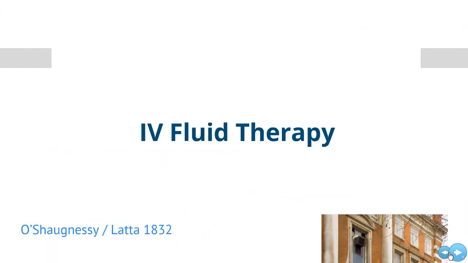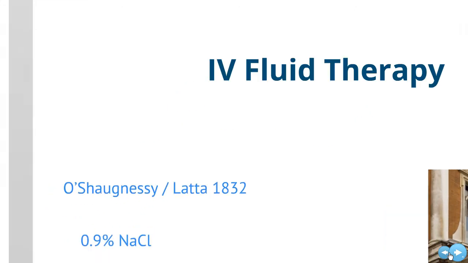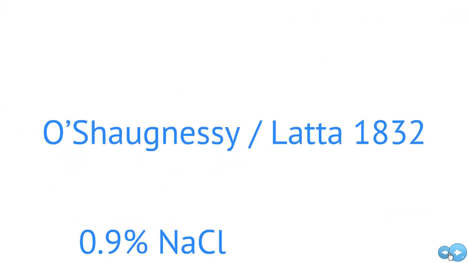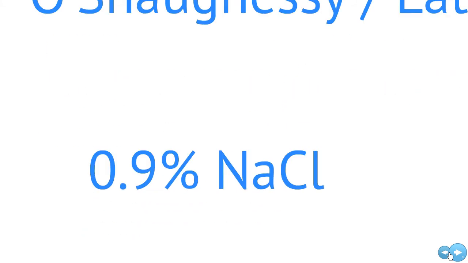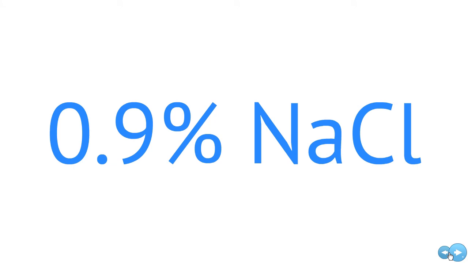And so, for the beginnings of fluid therapy, we have to give credit to O'Shaughnessy and Latta. And things moved on from there a little bit, and people did realize that isotonic fluids were better and more effective, and that then became normal saline as we still use it today. 154 milliequivalents of sodium and 154 milliequivalents of chloride and nothing else. But it saved many patients.